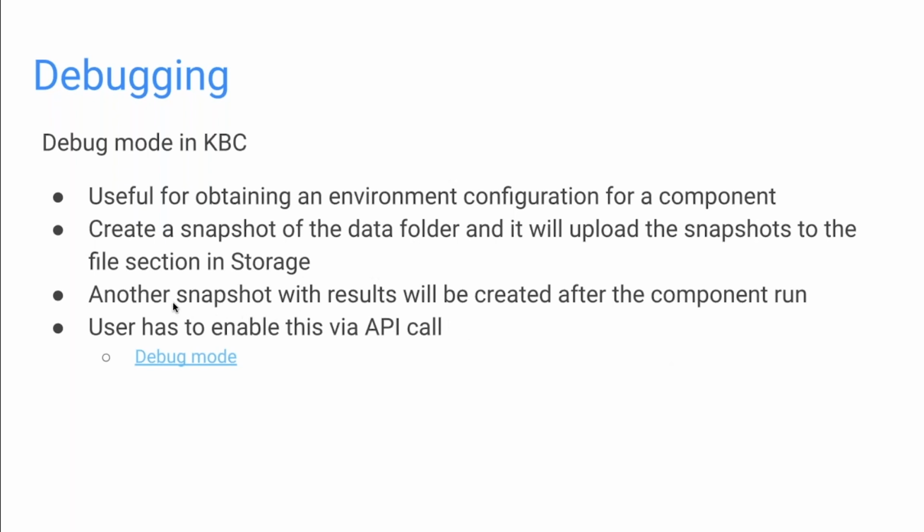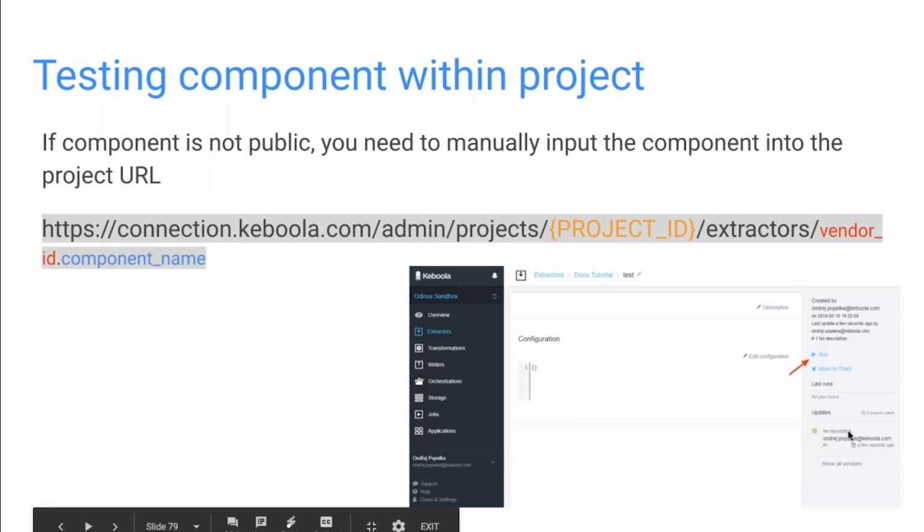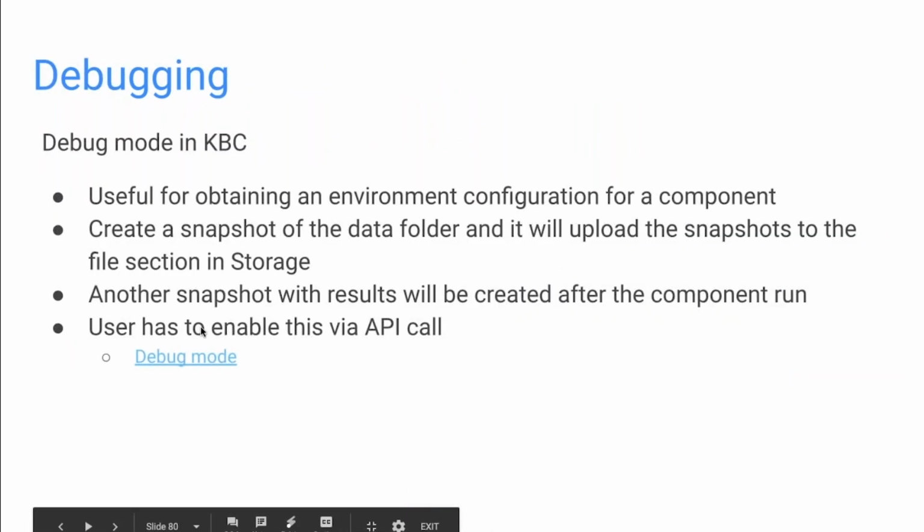However, you cannot just click it in the component UI. There is no debug button anywhere on this interface. The user will have to enable it through an API call. The API call is in the link below.